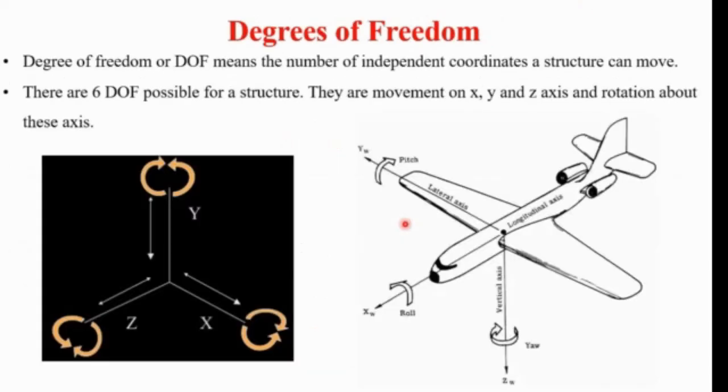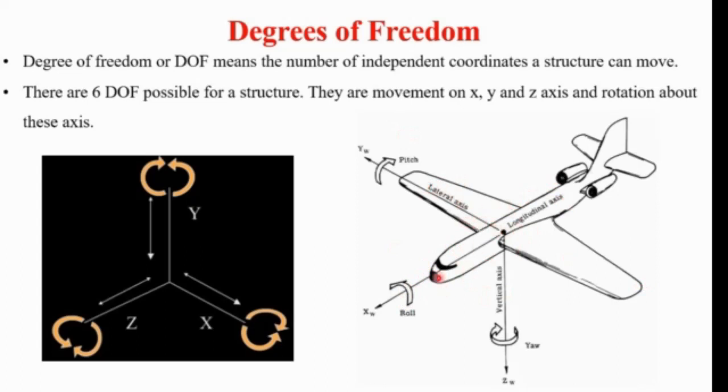Degrees of freedom. The degrees of freedom means the number of independent coordinates along which a structure can move. For example, suppose this is an aeroplane. This structure moves along the x-axis, positive x and negative x, along the y-axis, positive y and negative y, and also along the z-axis, plus z and minus z. So these are the three axes or coordinates along which this structure can move.